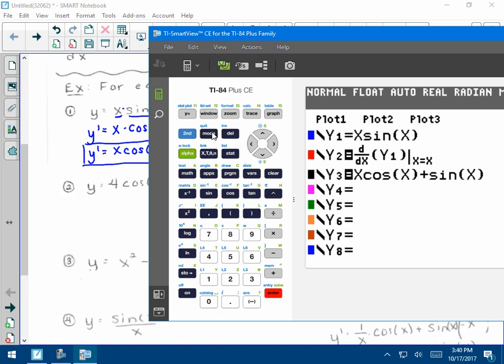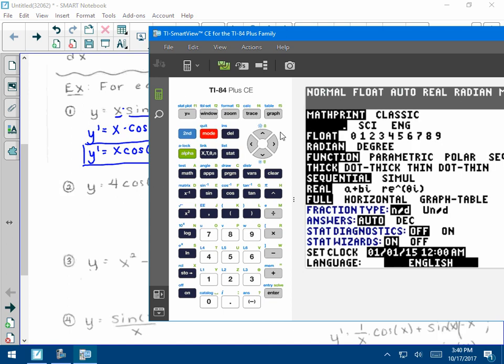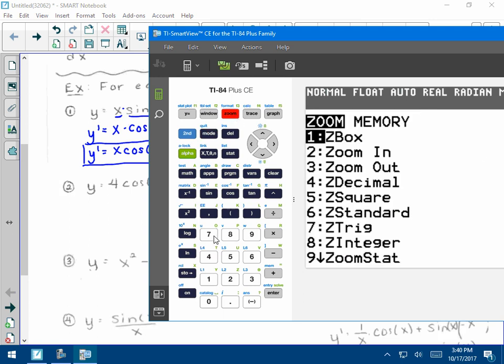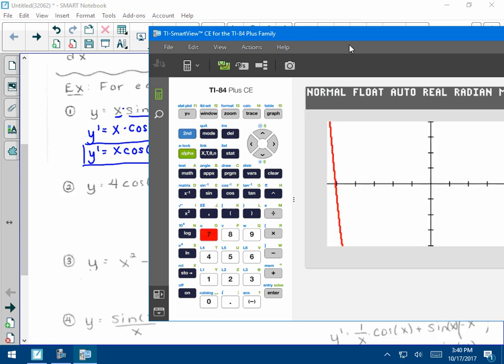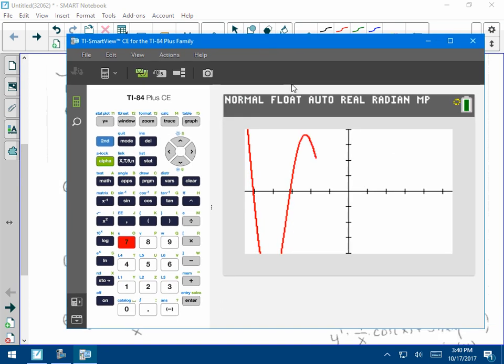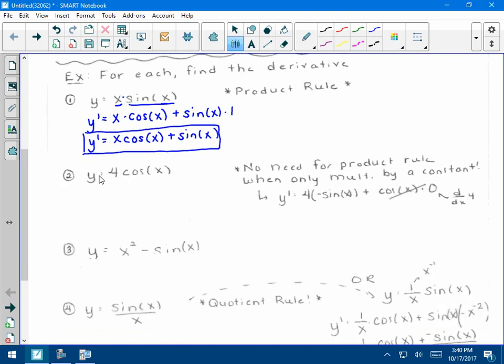I'm in trig, so let me make sure I'm in radian mode. Hopefully I am. Yup. So if I just go zoom trig, zoom 7, and there is what the calculator determines the derivative to be. And if that's the same as our line, we should see it match up completely, and it does. So that's a quick way to check, especially if you're in a multiple choice question on a calculator test, what the derivative is. Okay, moving on, next one.